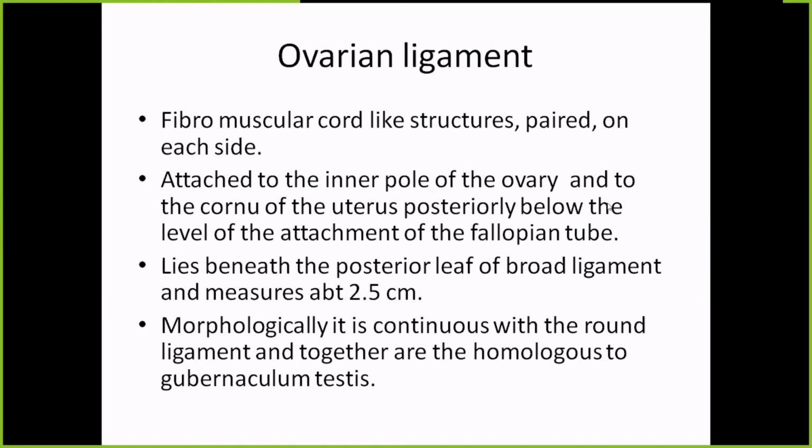Next is the uterosacral ligament. Where is its origin? At the point of the internal os of the cervix. And the insertion is the S3 portion of the sacral vertebrae. Its significance is that it is the main supporting structure of the uterus.